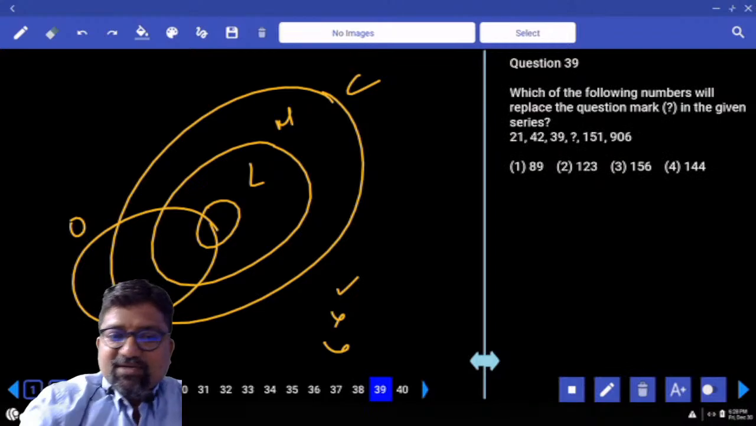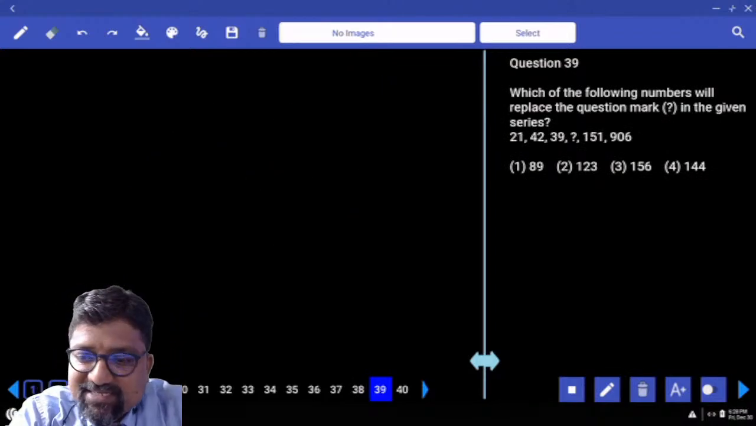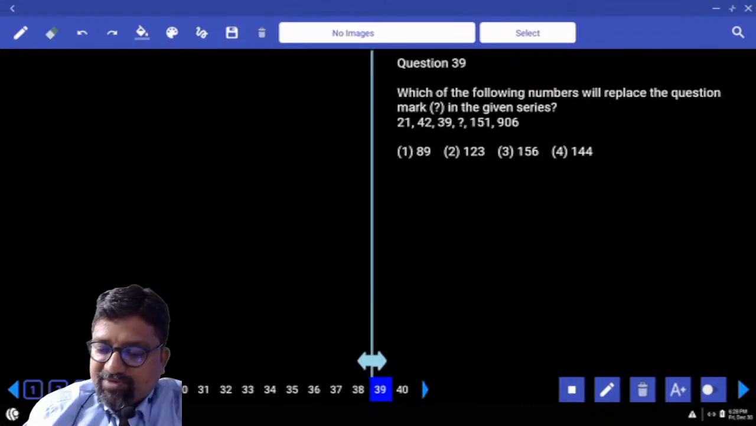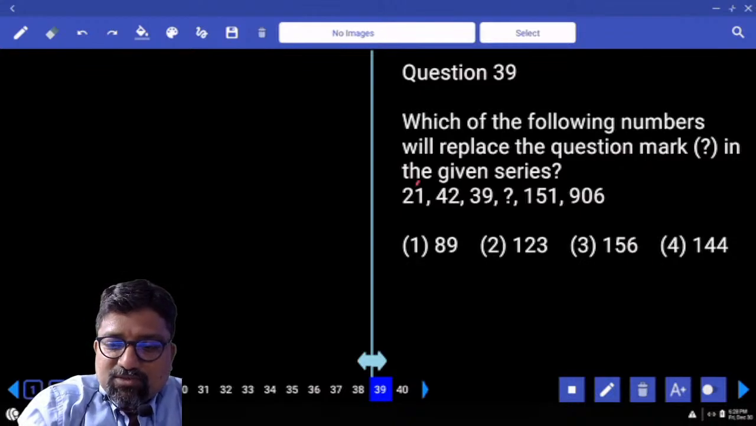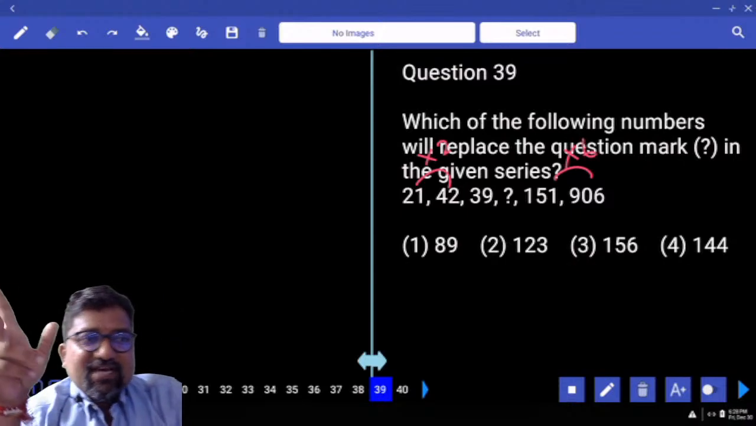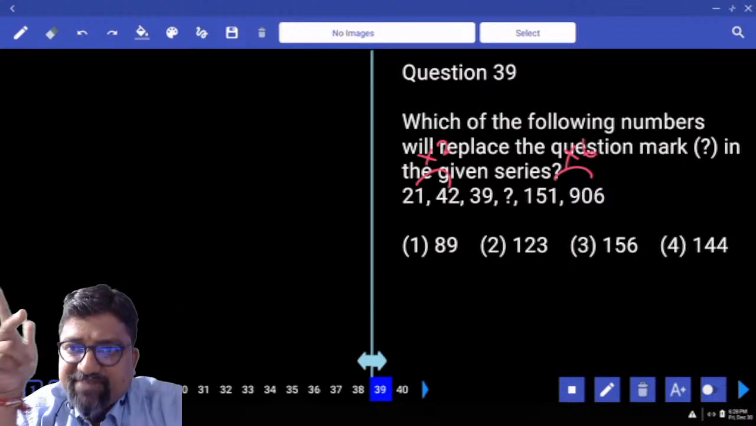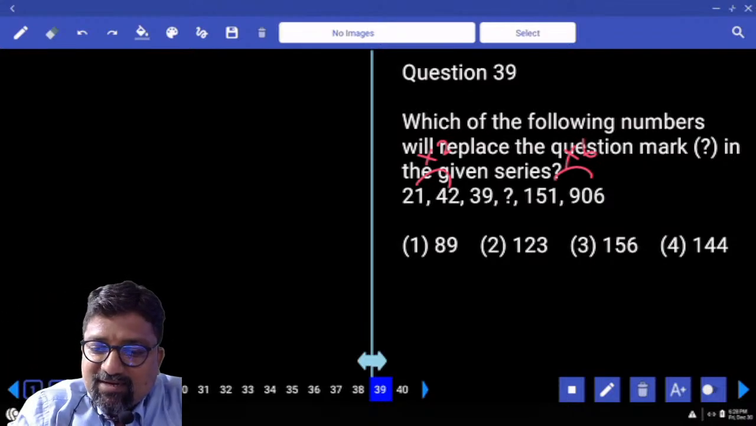Pretty easy. Come on. 21, 42, 39, 151 and 96. This is where you have to be very fast. 2 times of 21, this is obvious. Guy into 6: 150 into 6 is 900, 1 into 6 is 6. 15 times of 6, 90. ఓకేనా? మరి ఇదేంటి ఇక్కడ పరిస్థితి?